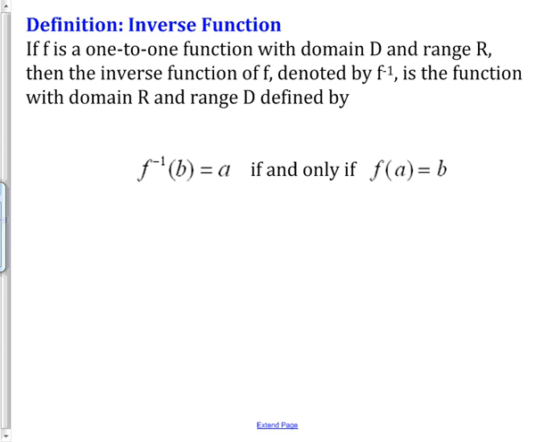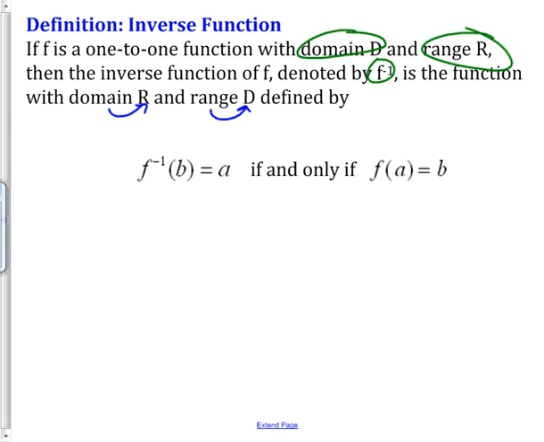If f is a one-to-one function with domain D and range R, then the inverse function of f, which, by the way, you say f with a little -1, which is called f prime. F prime is the function with domain R. Wait a minute, aren't domains supposed to be D? It was domain D and range R, but when it switched to become the new function, its domain was R and its range was D.